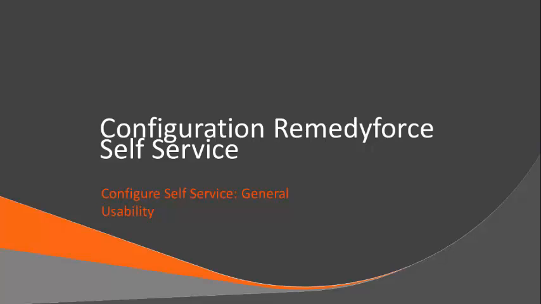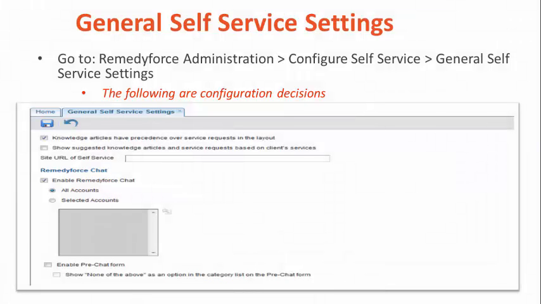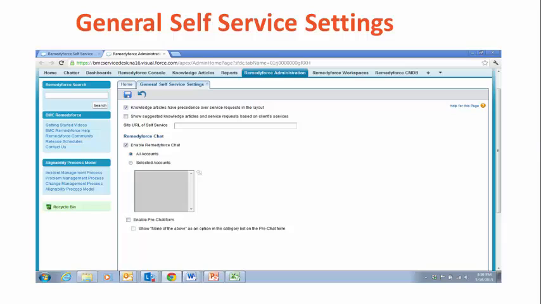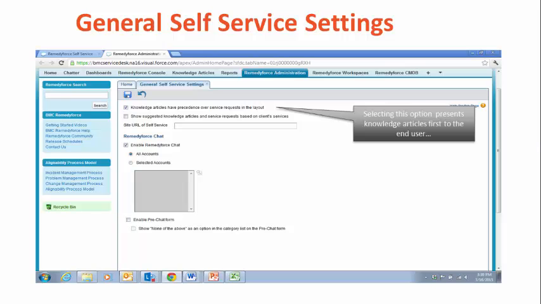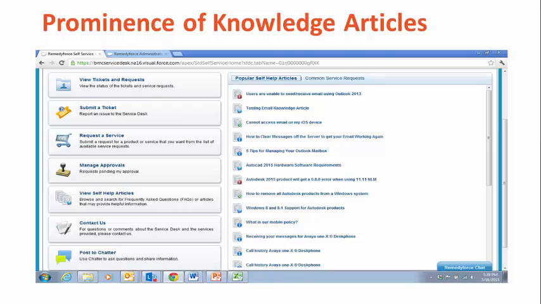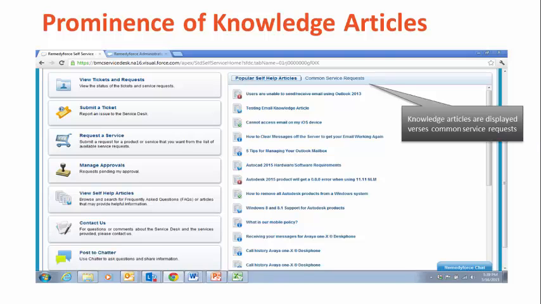The remainder of the tutorial covers some general self-service usability options to consider. The general settings are located by navigating to Remedyforce Administration, Configure Self-Service, General Self-Service Settings. This is where you would go in order to select which options to display on the portal front end. In my example here, I want to have knowledge articles take prominence over common service requests, so I simply check the box to display knowledge. And now here I have knowledge articles displayed for my customers. If I had wanted common service requests to take prominence, I would have left the knowledge box unchecked.